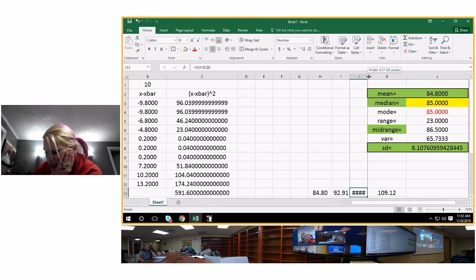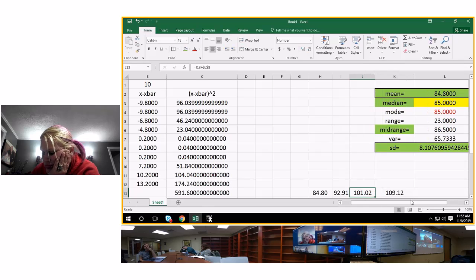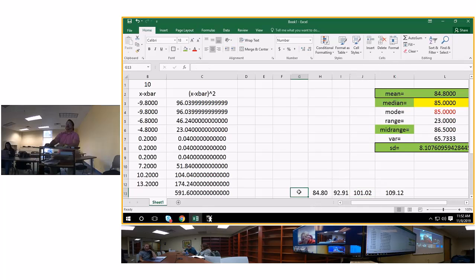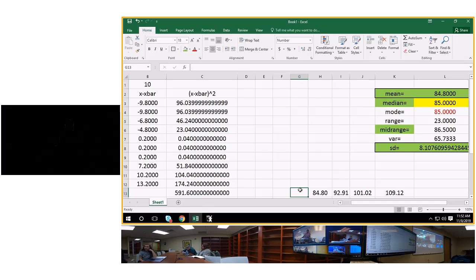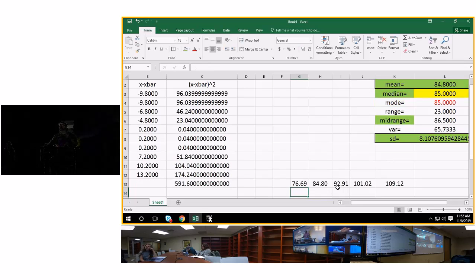Good job. What am I going to add? What am I going to do on the left of the mean, Miss Woodward? Subtract. There you go. I'm going to take this 84.8 and I'm going to subtract that number. I'm going to lock it and I'm going to copy it over 2 places.